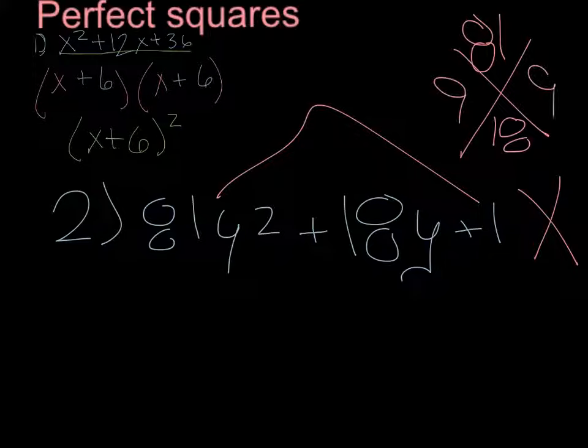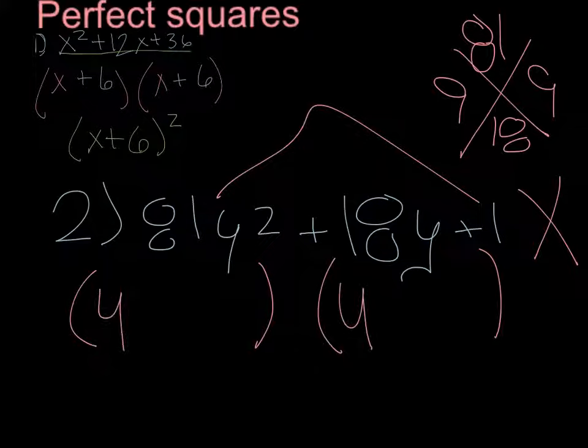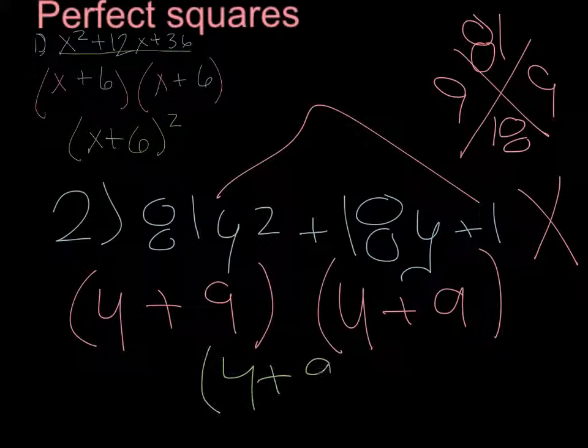9 and 9. So now you put two parentheses, and then you put a y in each, and then plus 9 and plus 9. And so our answer is y plus 9 squared. Parentheses are very important.